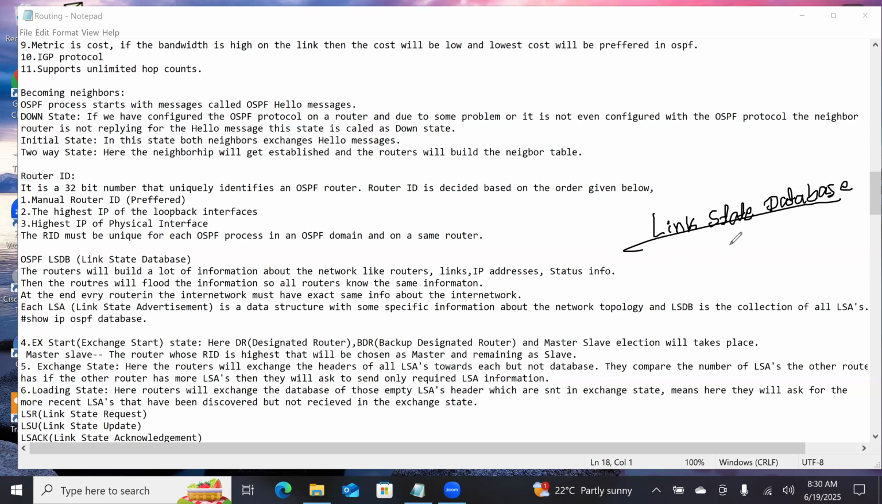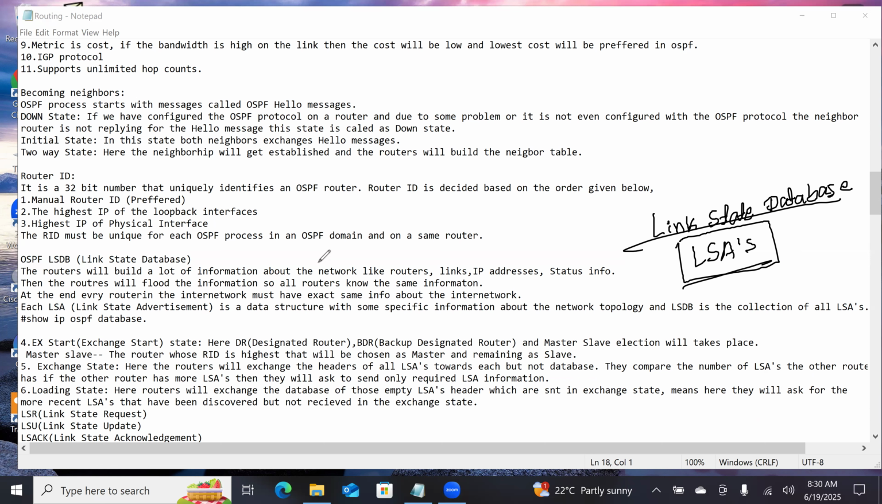So what exactly is this one? As I already said, the routers will exchange some LSAs. What does LSA stand for? Link state advertisements. They will contain a lot of information about that router, like the router ID, the cost, the interface IP address, and the status of that interface. Everything will be there in the LSA, so the other router can understand that there is one router which has this routing table.